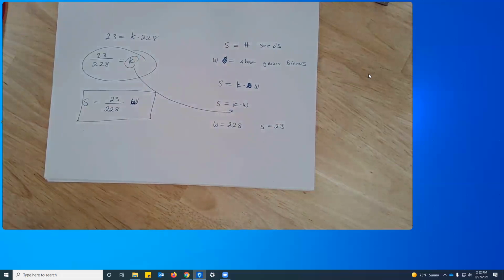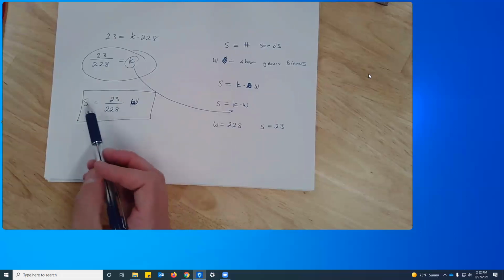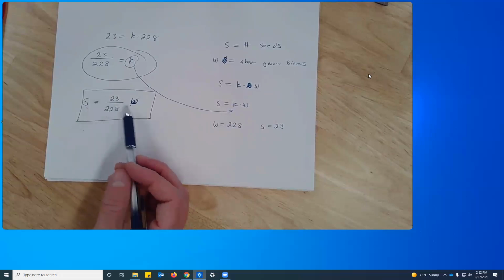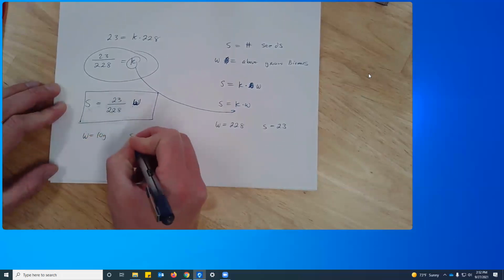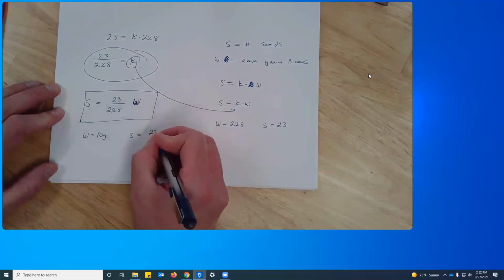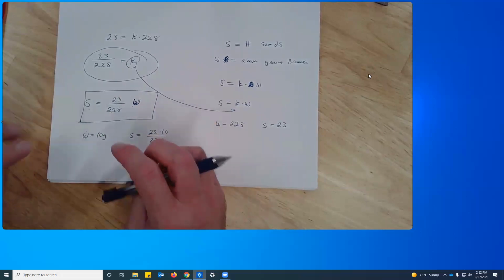That's the idea then. So when things are proportional, one is just a multiple of the other. And this is supposed to be always true. So if the weight was 0, the number of seeds would be 0. If the weight was 10 grams, the number of seeds would be 23 times 10 over 228, which would be just slightly larger than 1.